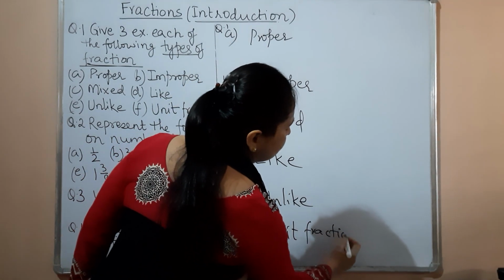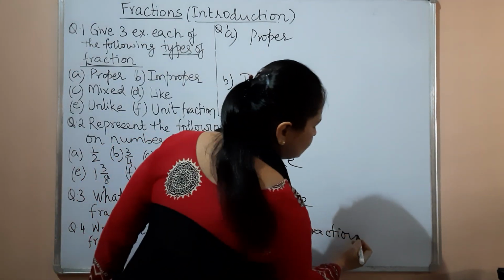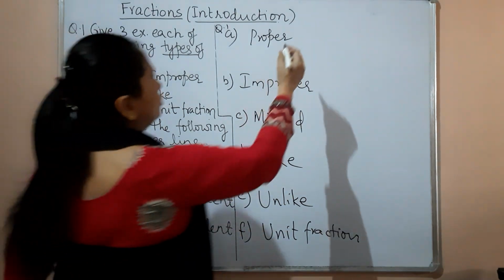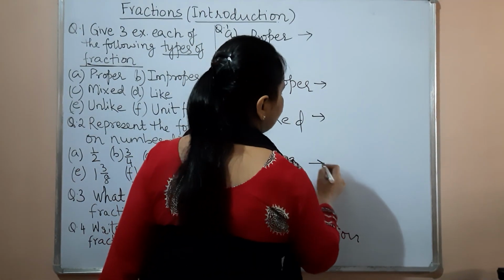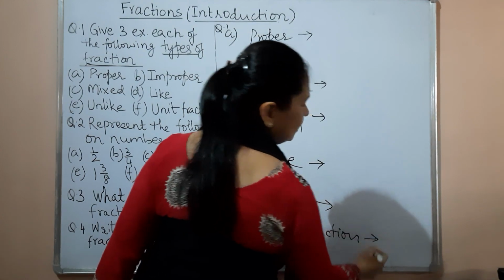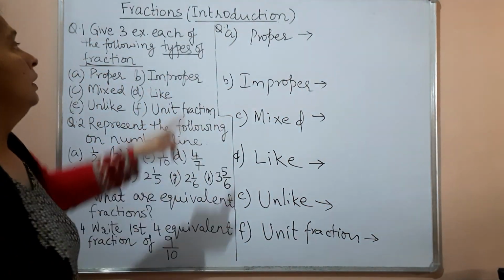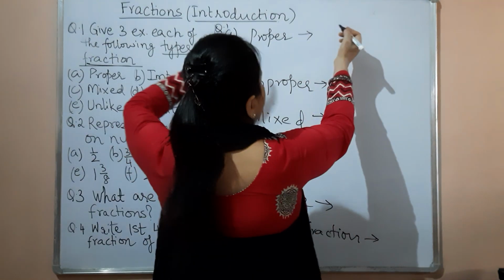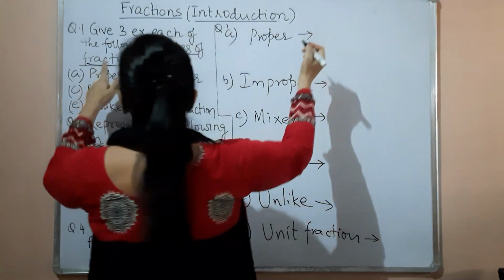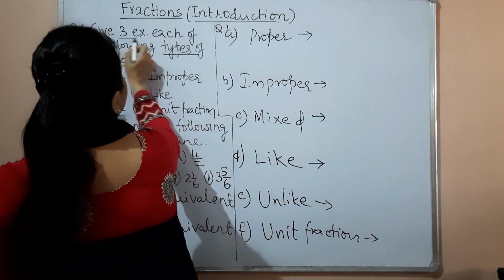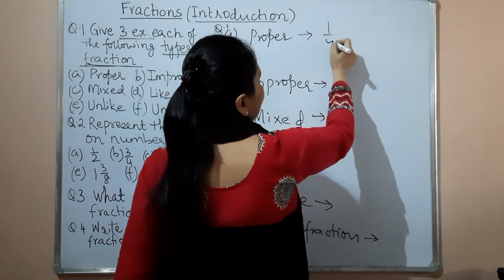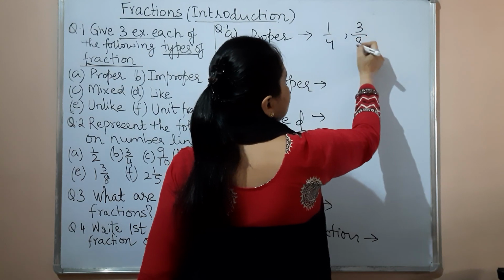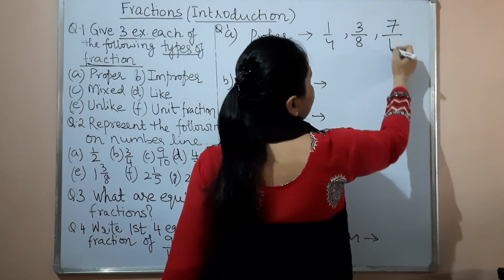I know there is nothing new in this, but still we have to do the introduction part. If we have to do it, we must revise what we had been studying in class 5 and 4. Now proper fraction, I am writing examples. Say we have decided to write 3 examples. Say proper is 1 by 4, 3 by 8, 7 upon 19.